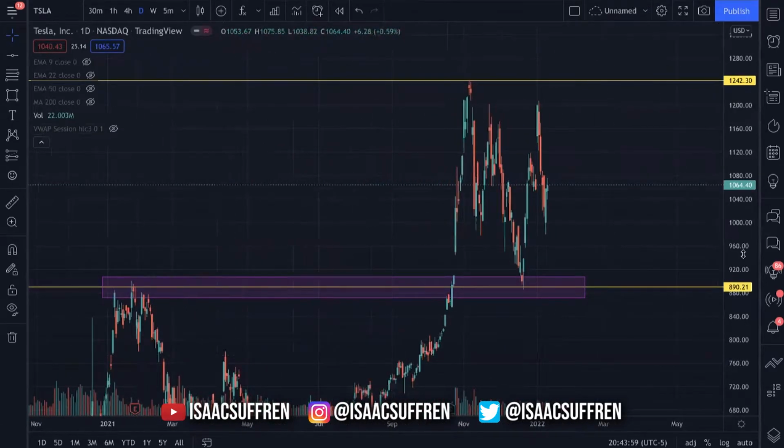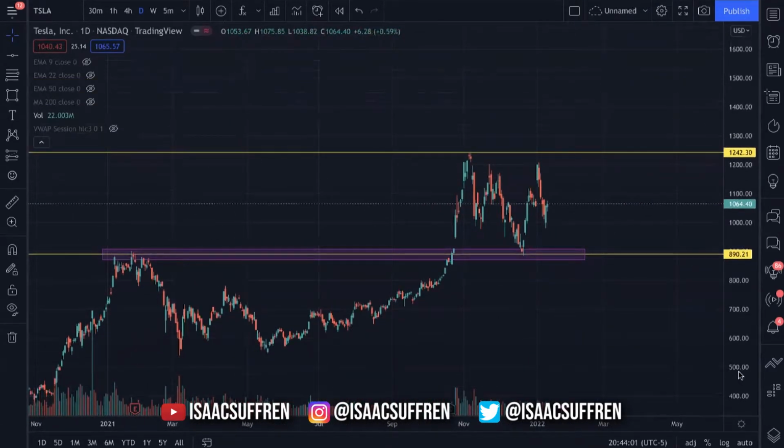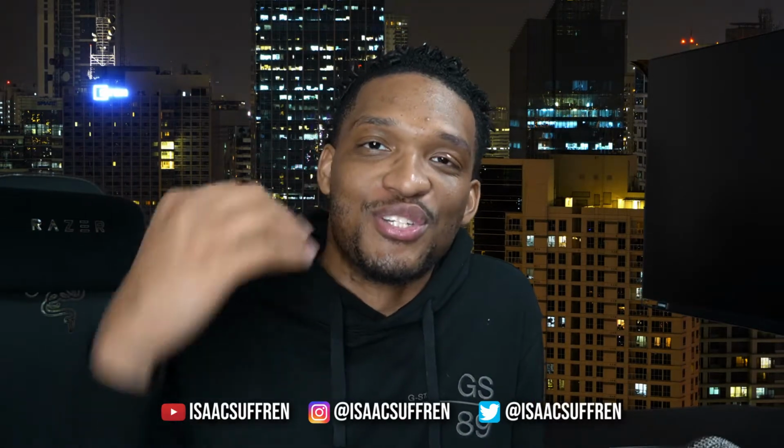When you're looking at these charts, you can organize this, right? Before, you couldn't really see much because there was no organization within the chart. But just by drawing, I just drew two zones. I had the 890 level and I had the 1242 level. That's all I drew. Now, a lot of people, especially new traders, try to overcomplicate it. Try to keep it as simple as possible, right?